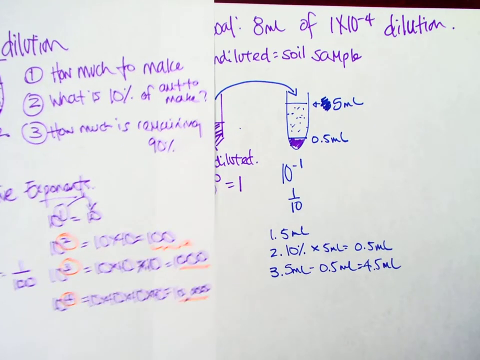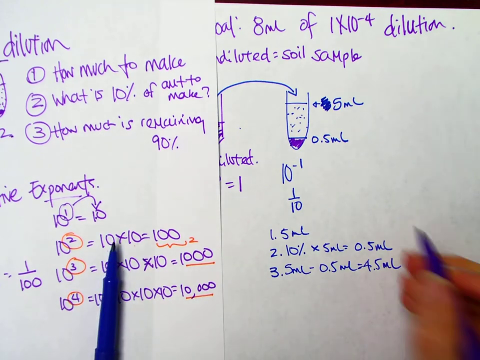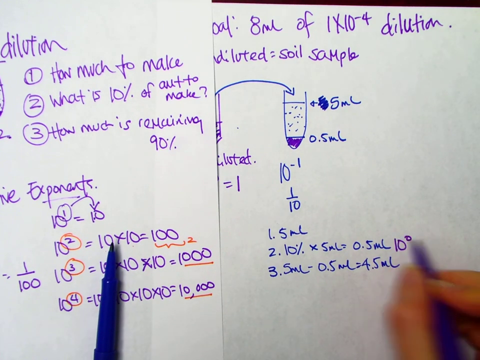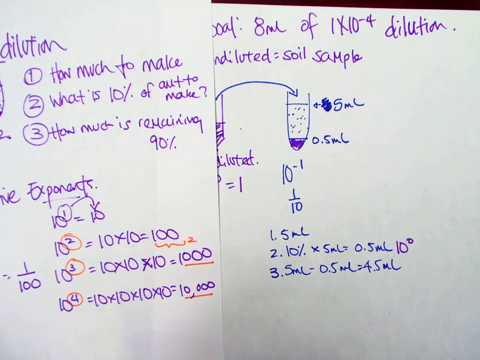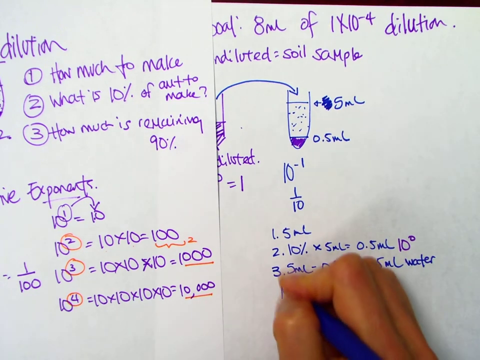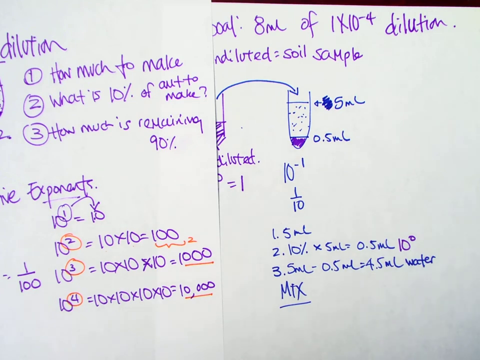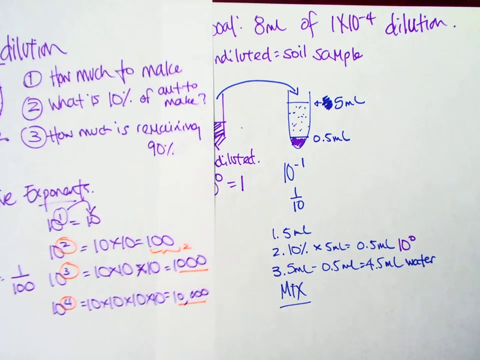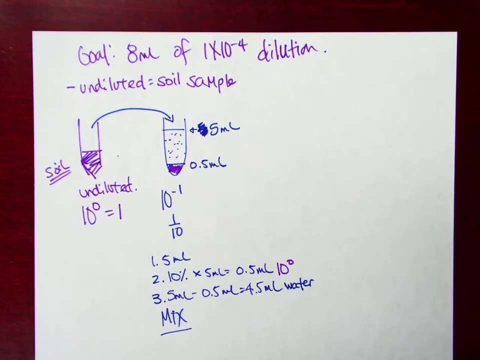Okay? So to make this tube, we're going to have to move over 0.5 mils from the undiluted, and then we're going to add 4.5 mils of water. Then we're going to mix it up really good. Okay, so that's how we get our first 1/10 dilution. Hopefully, you guys are good so far.